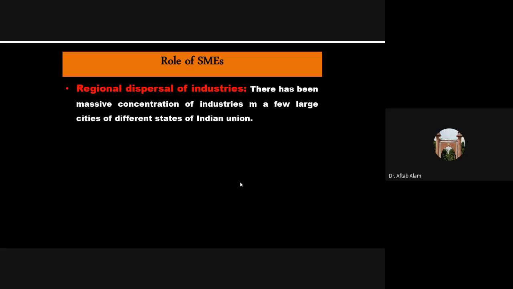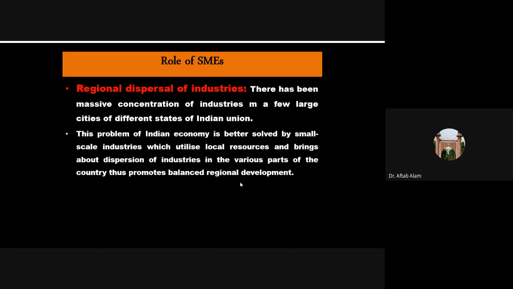There has been massive concentration of industries in a few large cities and different states of India, but the small enterprises are spread all across the country. You can see this problem of concentration of large scale industries is solved by SMEs, small and medium enterprises, which utilize local resources and bring about dispersal of industries in various parts of the country. तो ये जो है इक्विटेबल डिस्ट्रीब्यूशन और रीजनल बैलेंस डेवलपमेंट को भी प्रमोट करती है स्मॉल एंड मीडियम एंटरप्राइजेस.